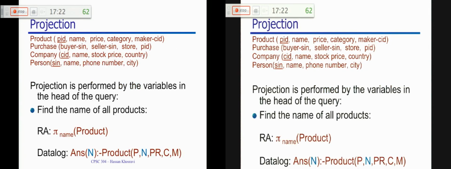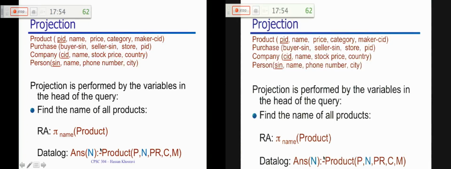Now let's see what it would mean to do projection, or some of the other rules that we've had as part of relational algebra or SQL, as part of Datalog. Okay, so projection is performed like this. Let's say I want to find the name of all the products. In relational algebra that would be: look at the product table and return the name.